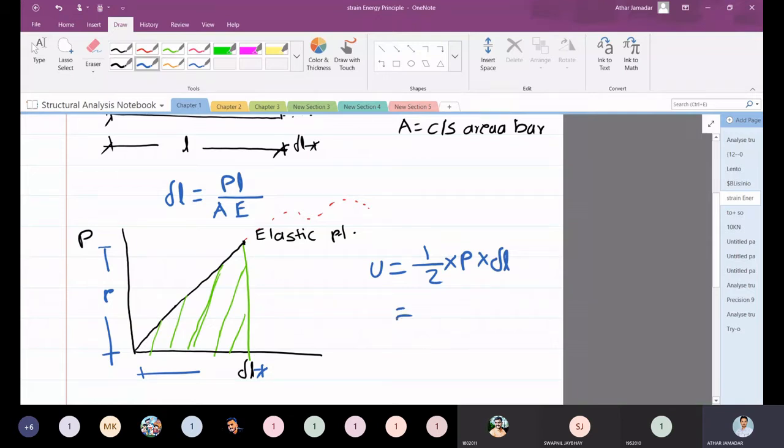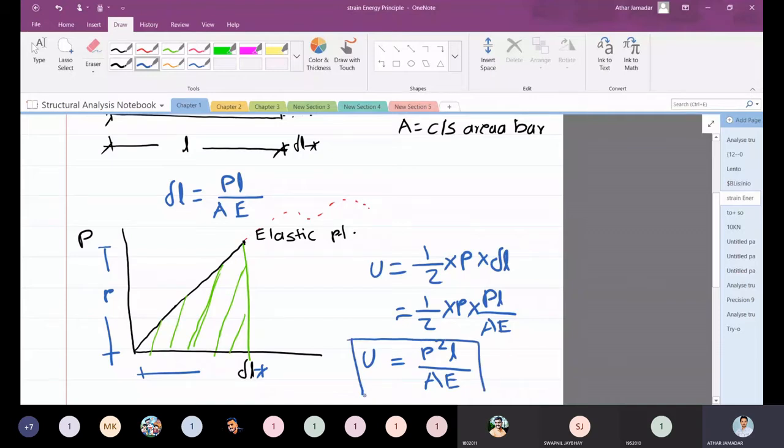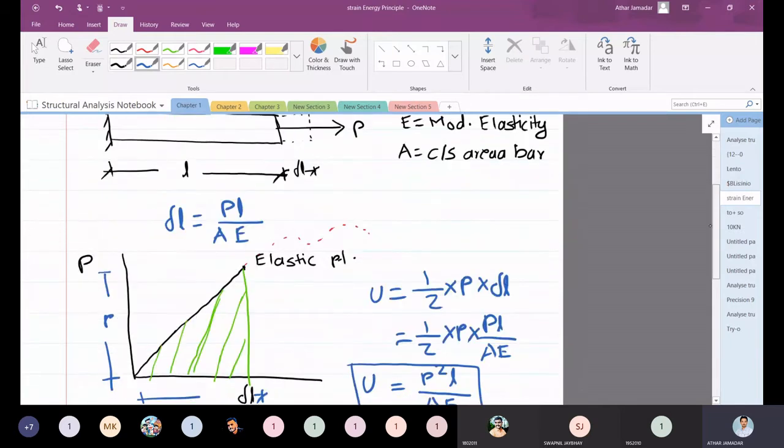Delta L we have derived already, so it is one half of P into PL by AE. Finally, we have the formula for strain energy as P squared L upon AE, with the factor of one half. You might remember that this is the formula for strain energy of an axially loaded member. If you want to find out strain energy for a single member in a truss, it will be like this. So up to here, strain energy for axial members is covered.